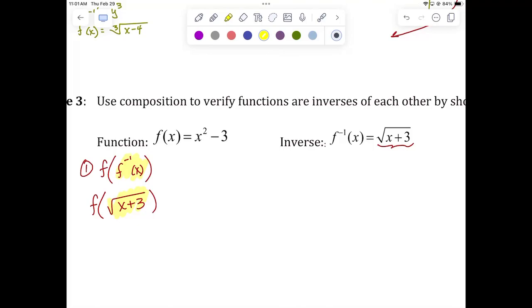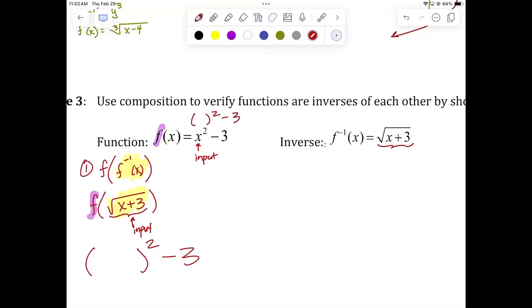Now, here's where it gets fun. I have to evaluate the f function, not at x anymore, but at the square root of x plus 3. So, since this is function f on the outside, function f says to do this. It says input squared. Think of x as just being an input. Input squared minus 3. Think of this as being my input. Okay? So here's what I'm going to do. Instead of x squared, I'm going to put parentheses squared minus 3. In other words, I'm writing this as parentheses squared minus 3. And whatever goes in the parentheses in one goes in the parentheses in the other.